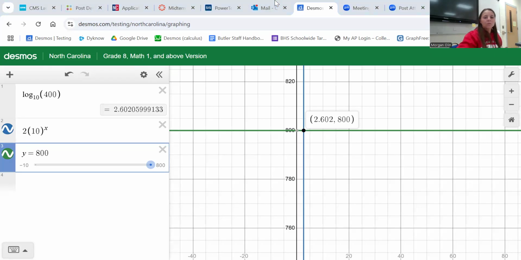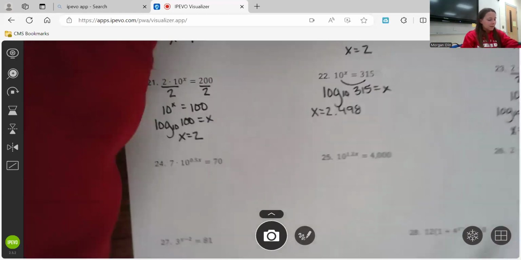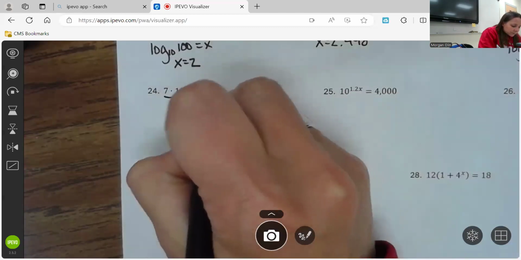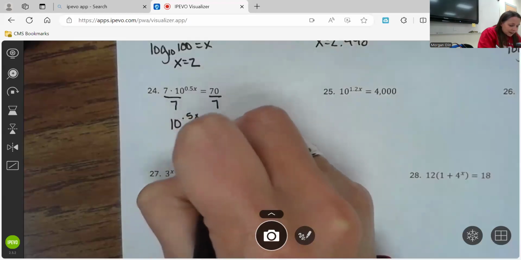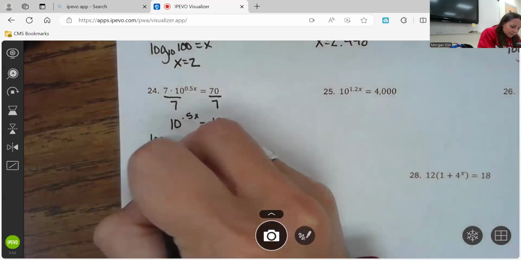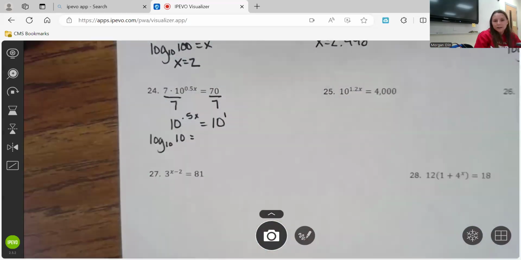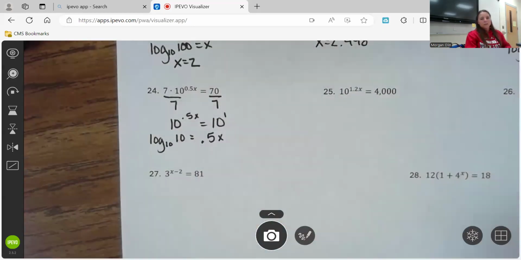All right. Moving right along. Okay. Number 24, same idea. All right. Divide by 7 first. Okay. 10 to the 0.5x equals 10. All right. Now, if you want to put in log form, you can. Okay. Some of you may figure out that's to the first right there. Okay. But this equals 0.5x.